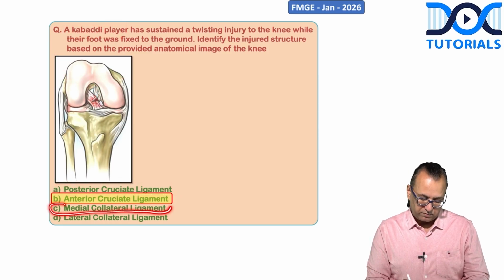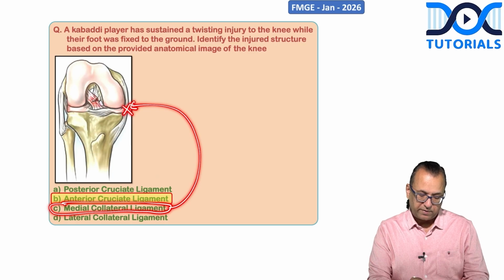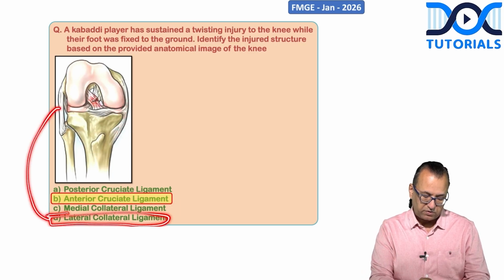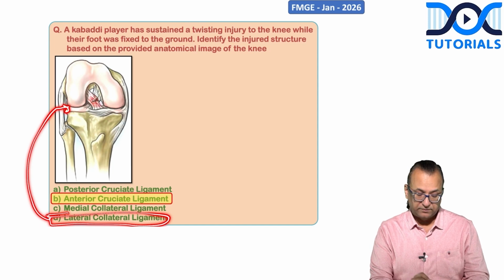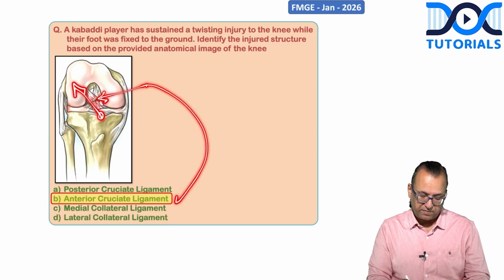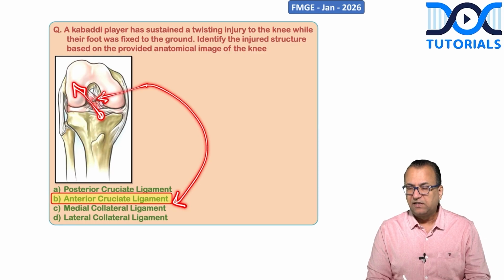Why not medial collateral? Because they are not showing a medial collateral ligament tear. Why not lateral collateral? Lateral collateral will be on the lateral side. The tear is evident in the ACL, hence the answer remains choice number B, ACL. The anterior drawer test is positive and Lachman test is also positive. Choice number B should remain the answer.